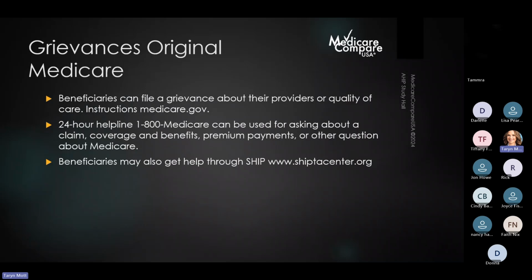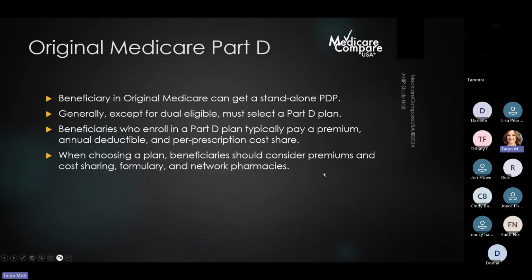The 24-hour helpline is at 1-800-MEDICARE, and can be used for asking about a claim, coverage, and health and benefits, premium payments, or other questions about Medicare. Beneficiaries may also get help through SHIP, and they can go to the SHIP Center. SHIP, what does that say? ShipTACenter.org. I need glasses.